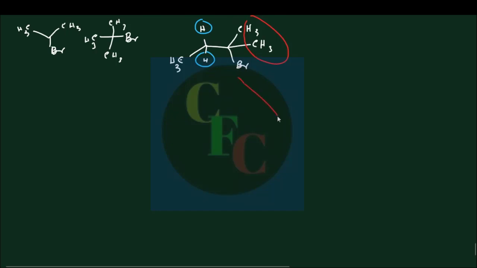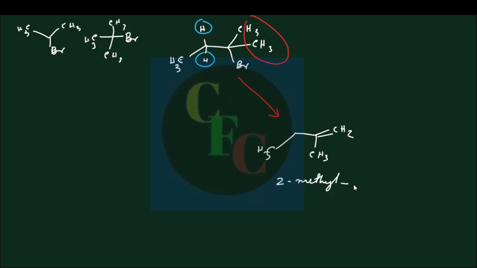If these hydrogens that are circled with red are eliminated, you get the product CH3 CH2 bond. Okay, so this is the product, right? So what will be the name of this one? This is 2-methyl-1-butene, right?